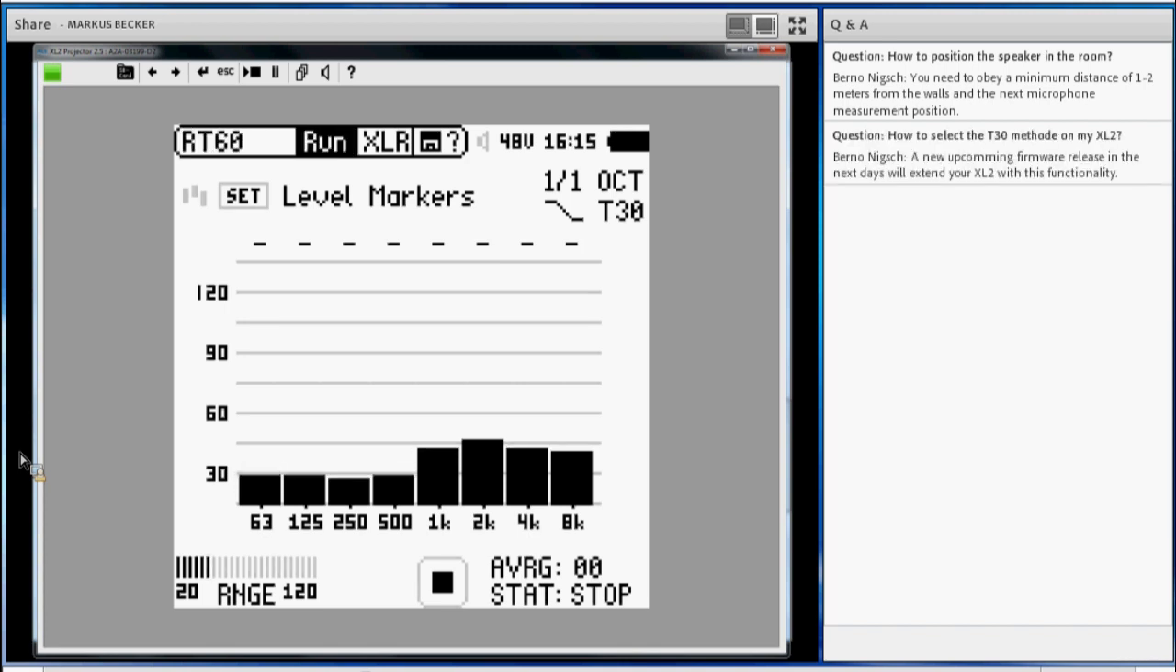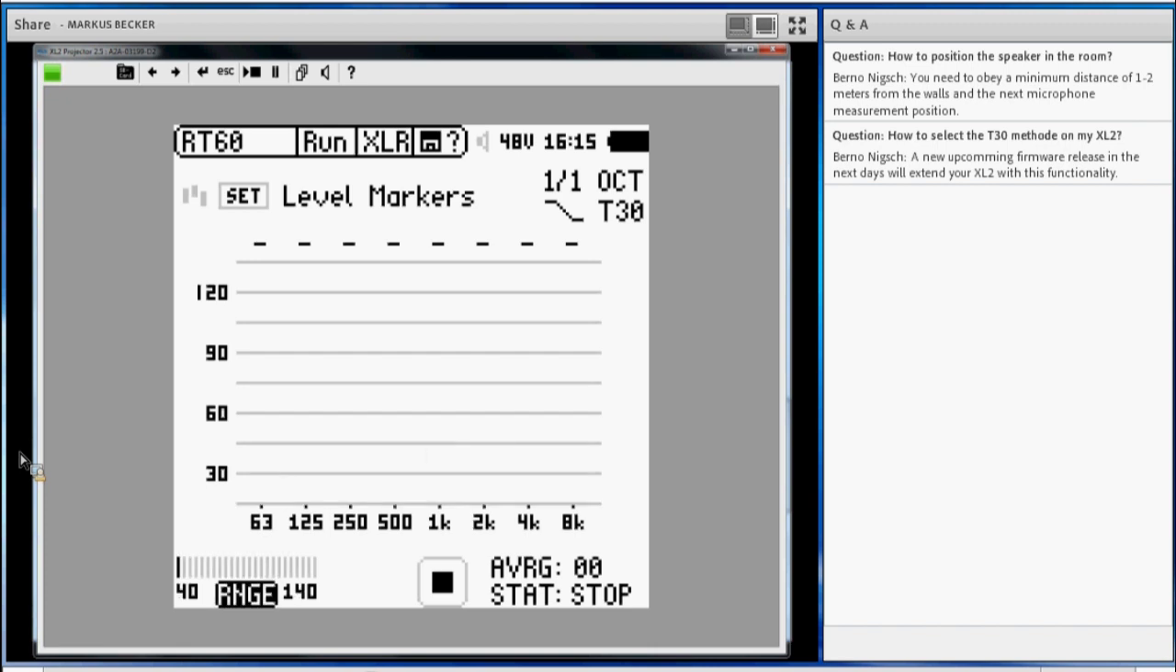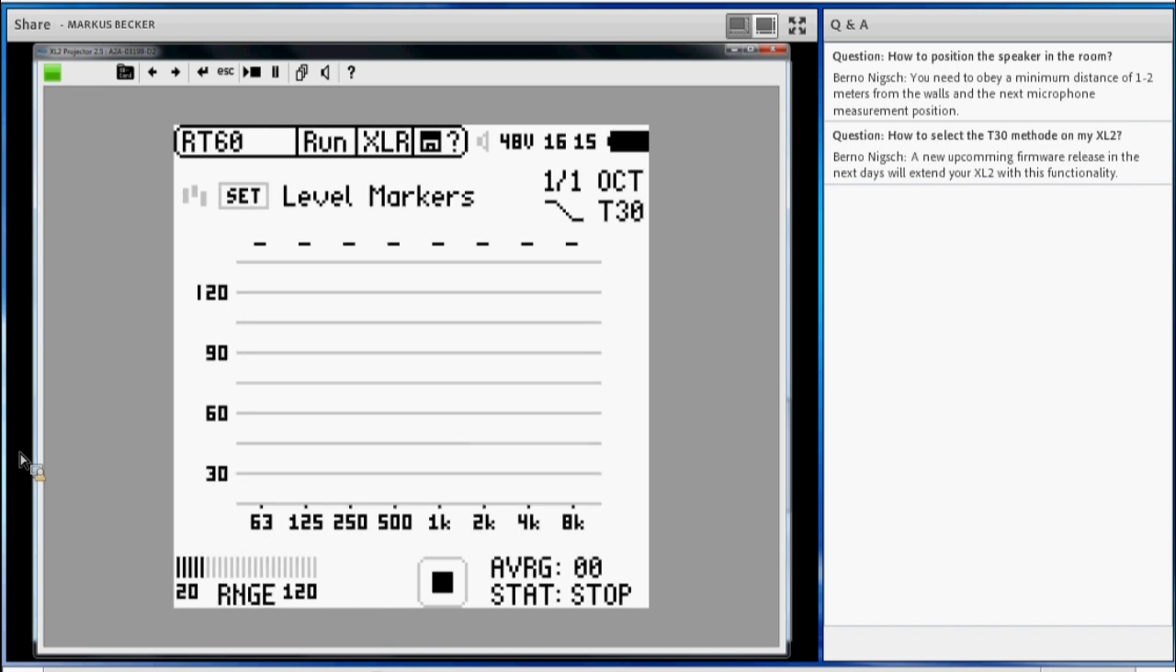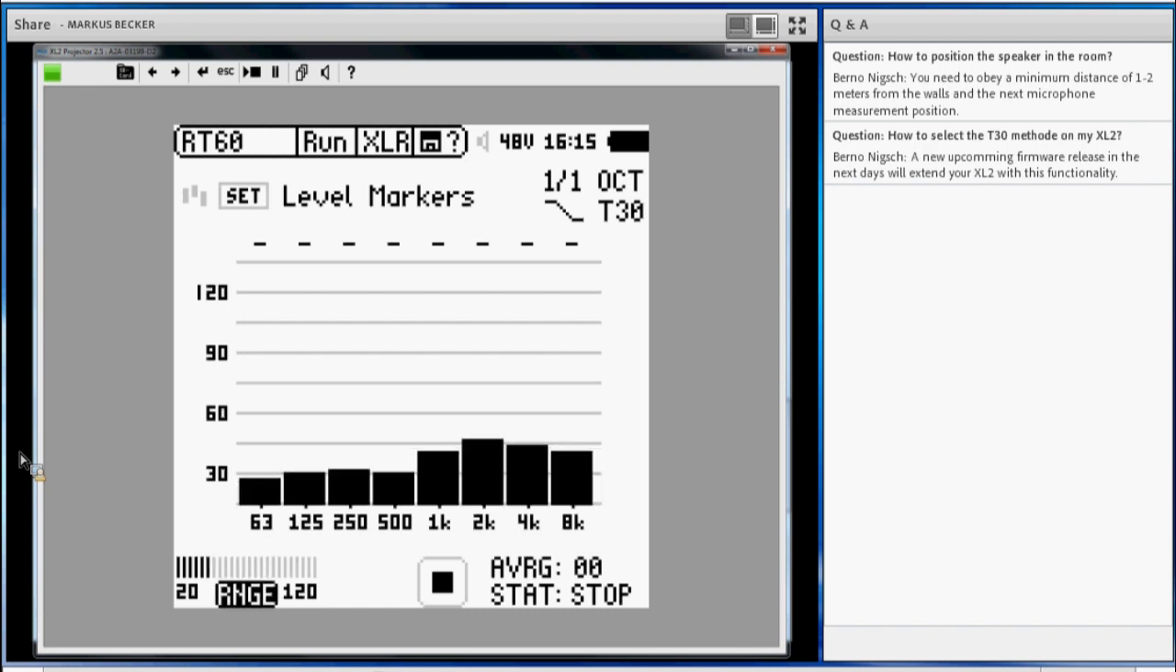The first one: by turning the jog wheel on my XL2, I can move the cursor to the bottom left corner to the range setting, and it is important that the input range of the XL2 is adjusted properly to the expected signal level. You have to avoid under any circumstances that the XL2 would clip, so the range must be high enough to be sure that you're not clipping the incoming signal. On the other hand, you should rather choose a lower range if possible to increase the measurement accuracy.